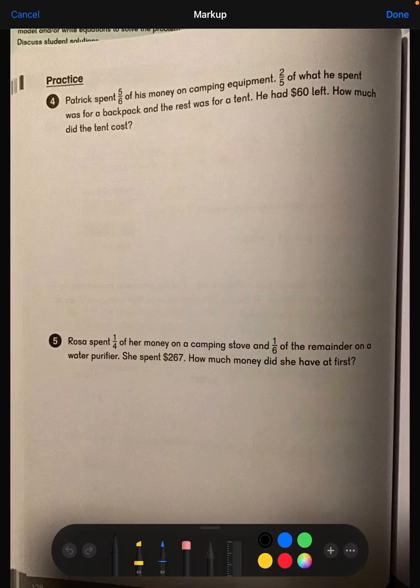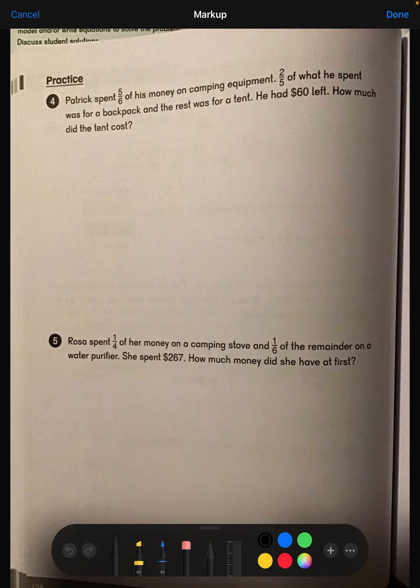Let's go ahead and look at chapter 5 of the 5th grade book. We are looking at exercise 9 of the workbook, page 128. We're going to work on these two problems together. Number 4 says Patrick spent 5/6 of his money on camping equipment. 2/5 of what he spent was for a backpack, and the rest was for a tent. He had $60 left. How much did the tent cost?